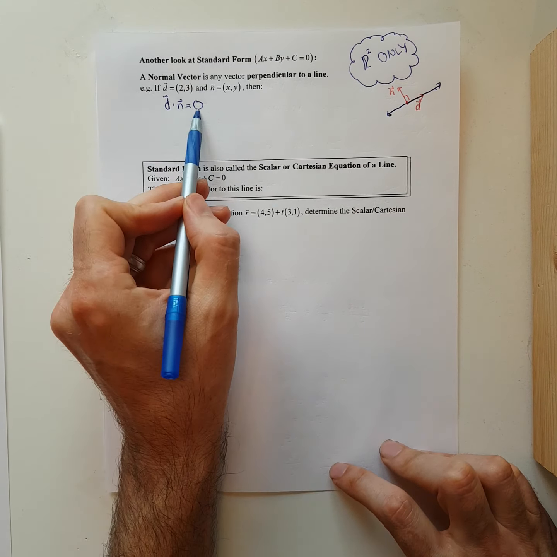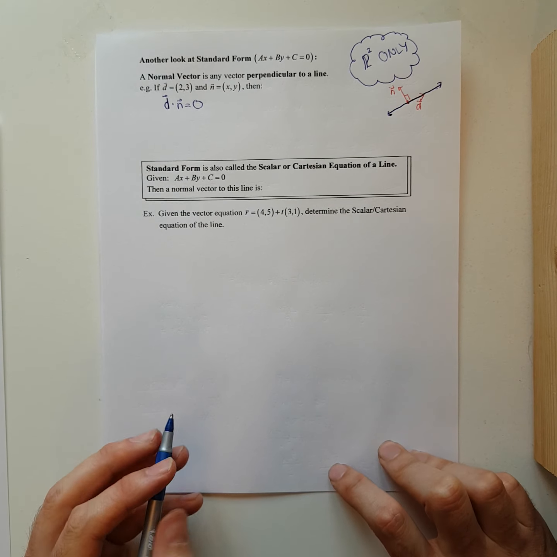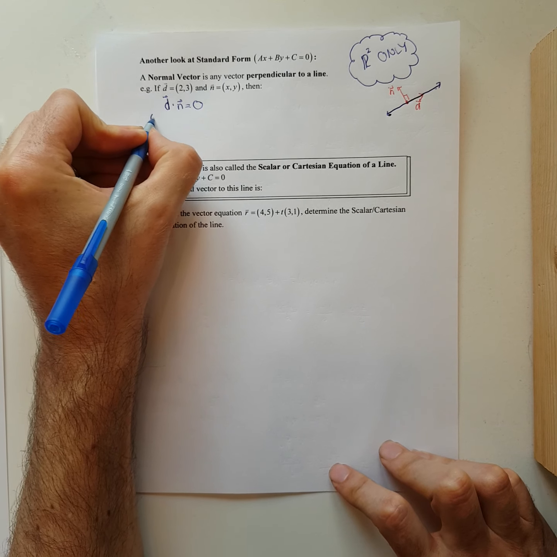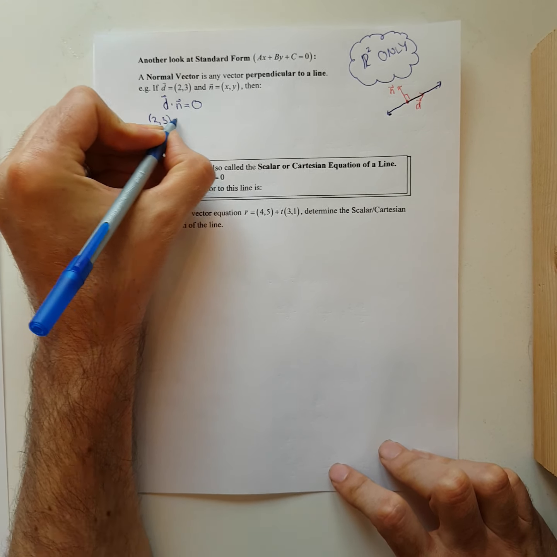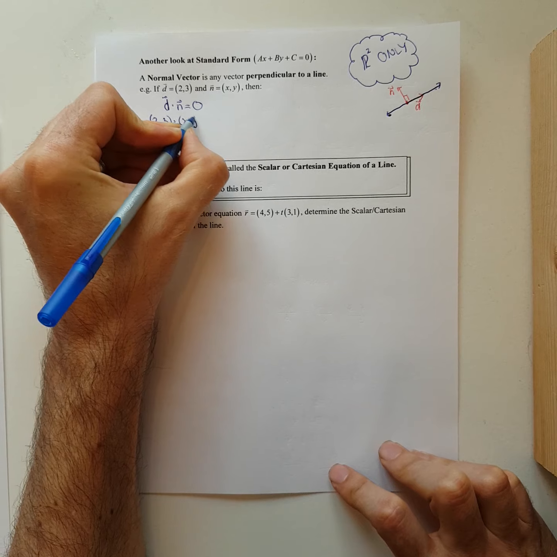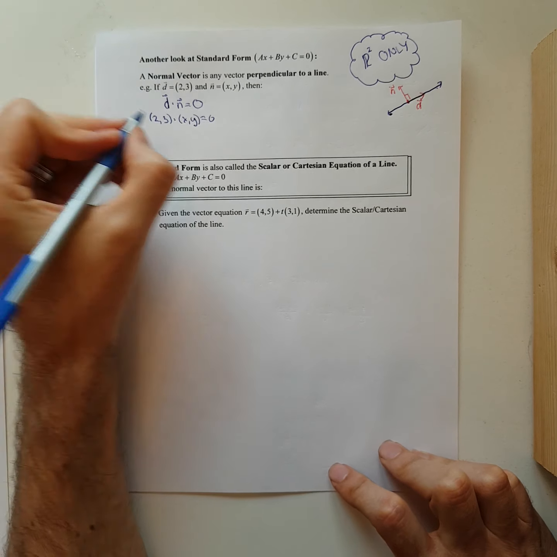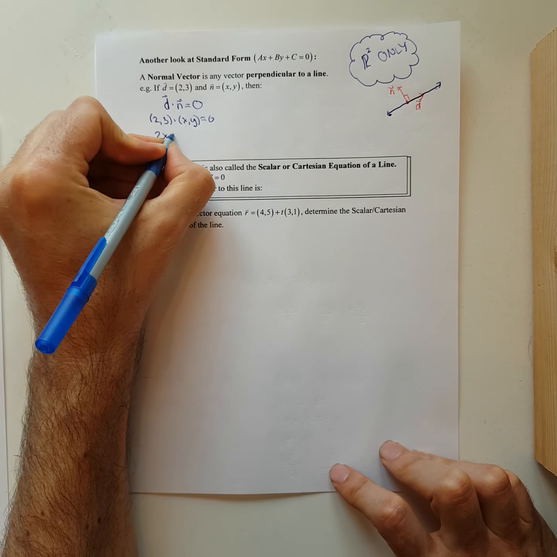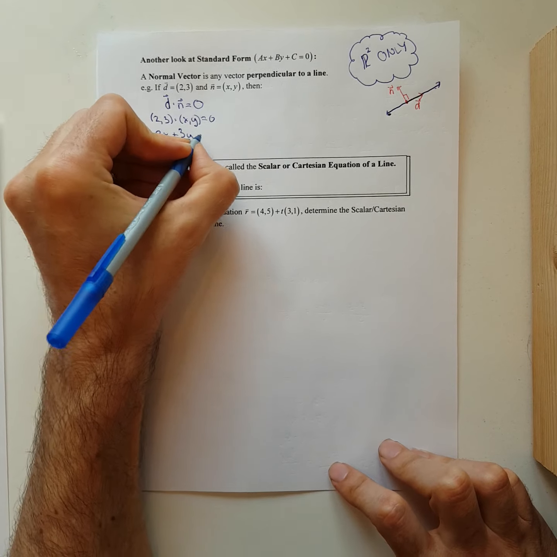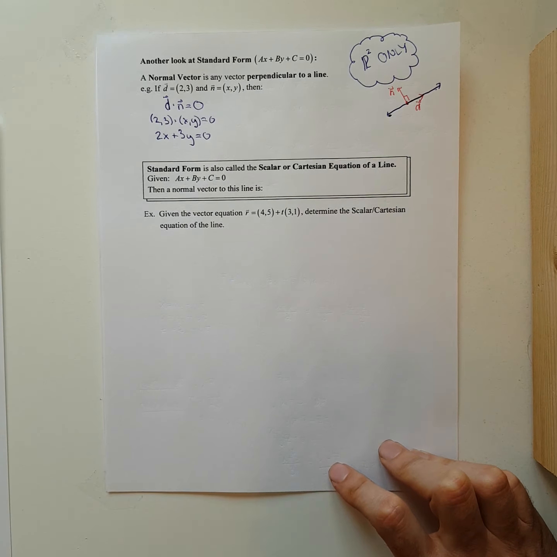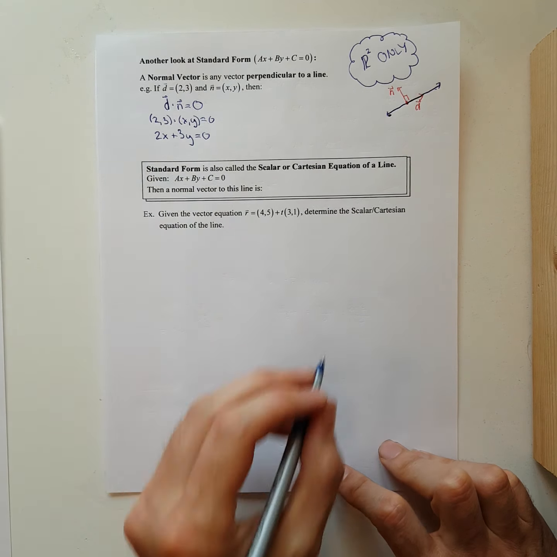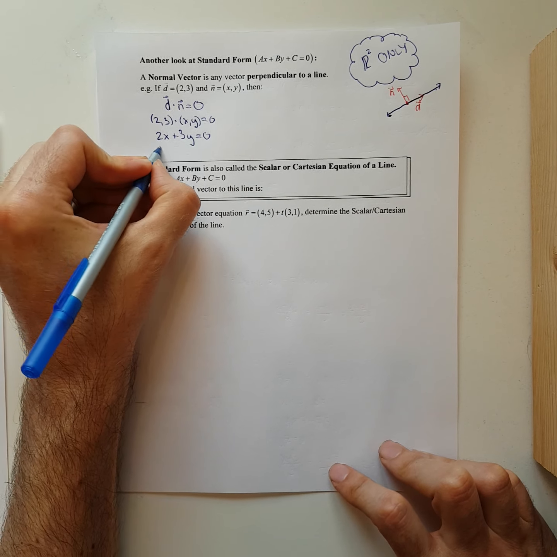Remember, the dot product is 0 if I have 2 perpendicular vectors. That means that if I have 2, 3, and I do the dot product with x, y, that must be 0. In other words, 2x plus 3y must be 0. So how do I get a normal vector from this?